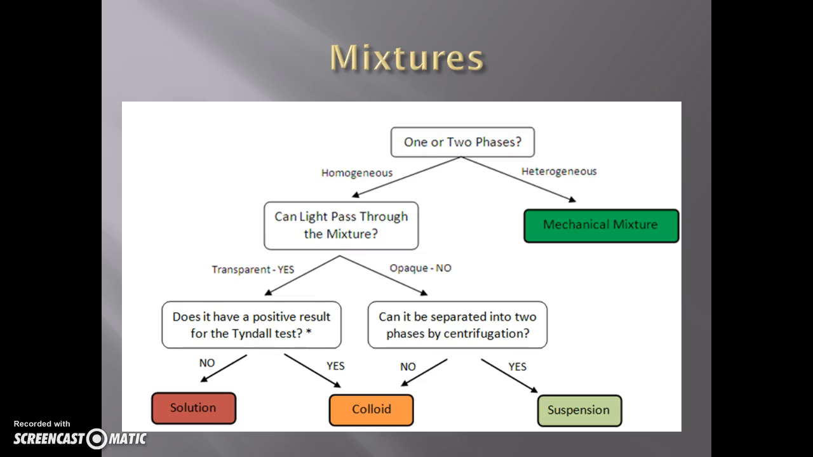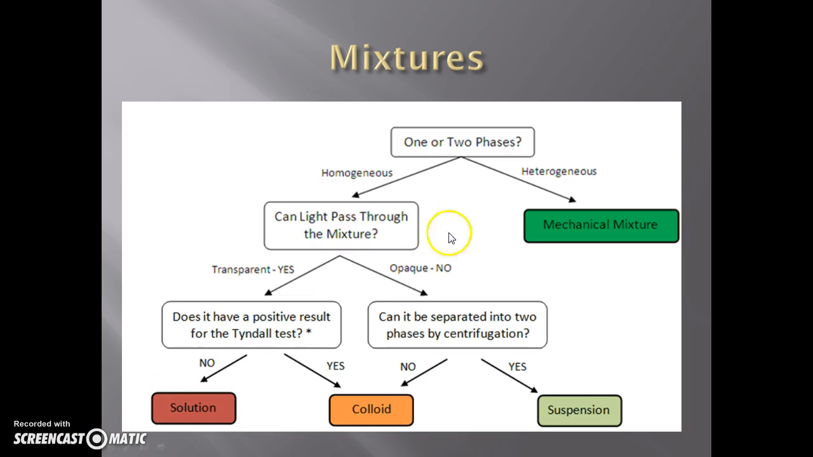Okay, so we can classify these mixtures in different ways. The first thing to do is ask, does it have one or two phases? Is it one consistent liquid, or are there multiple levels, different phases? Something like dirt and water, you see two phases as the dirt settles at the bottom and maybe some water along the top. When you have something like that with two phases, you call it heterogeneous, or a mechanical mixture.